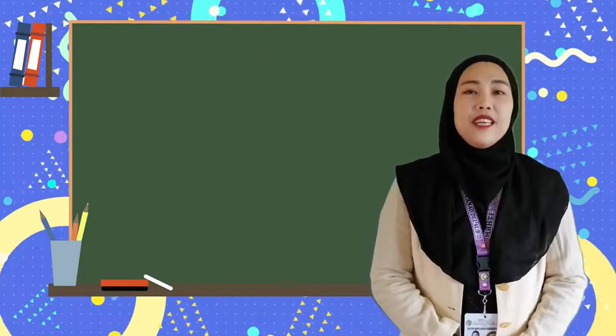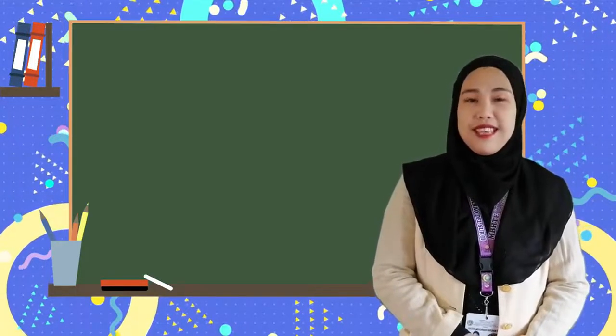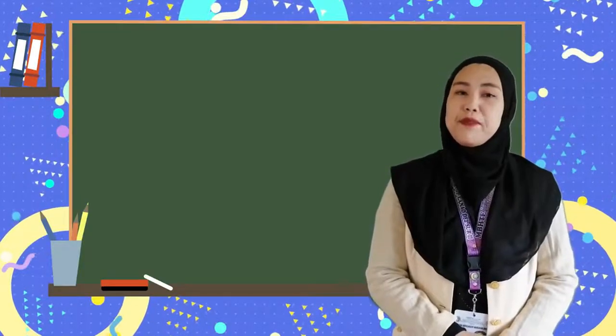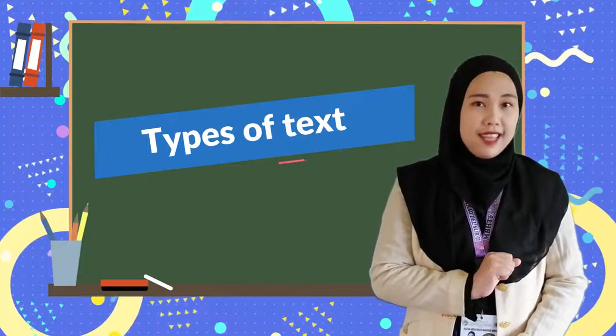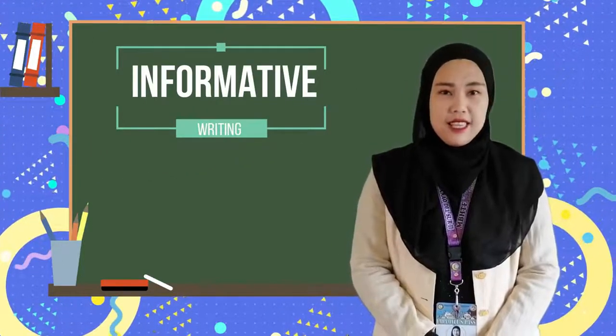Remember, in reading and writing a text, think about the purpose why it was written. Okay? Text has different purposes. Now let us discuss the 3 types of a text. First is the informative writing.